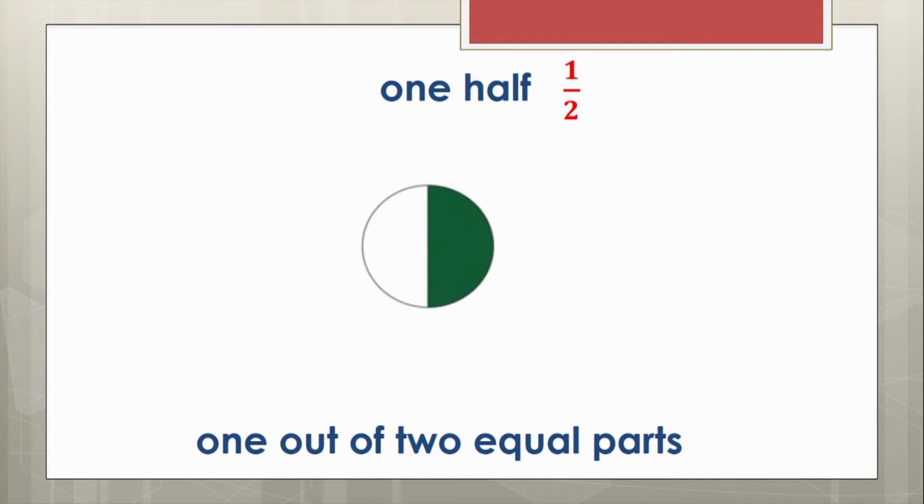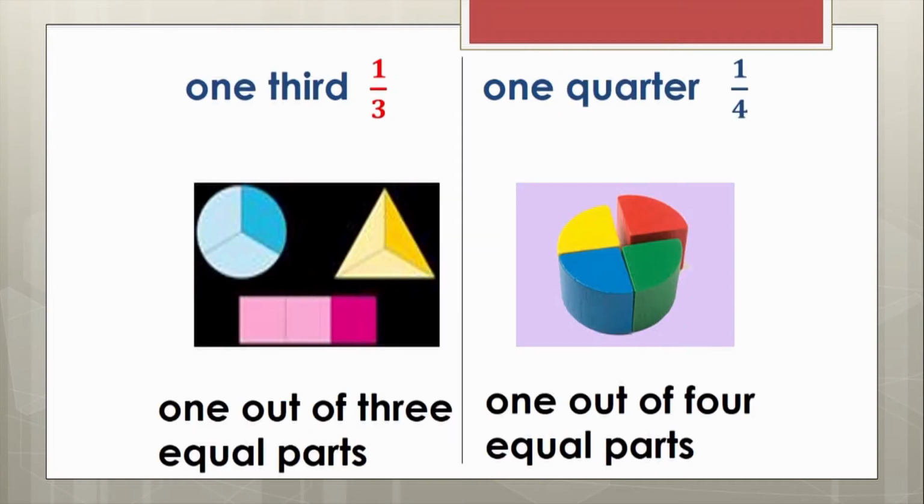So the first time I shared that pizza, the parts were not equal, so we cannot call each part 1/2. What about 1/3? 1 out of 3 equal parts. Now these are 3 different ways you can represent 1/3. There are many other ways as well.